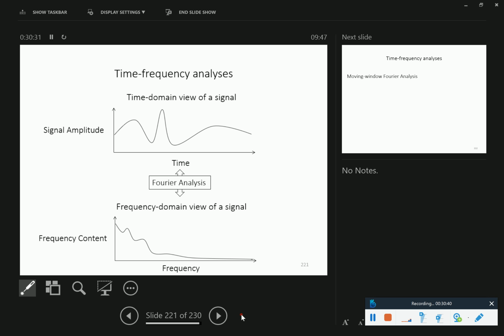The most basic time frequency analysis that you can do is actually a moving window Fourier analysis.